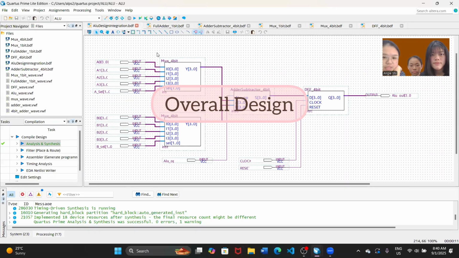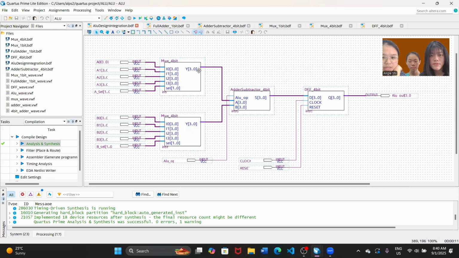Let's look at our overall design. The input here goes into the 4-bit mux, and then the output becomes the input to the 4-bit adder subtractor. Then the output continues on as the input to our 4-bit D flip-flop, and the output will be our final output, which is also 4 bits.